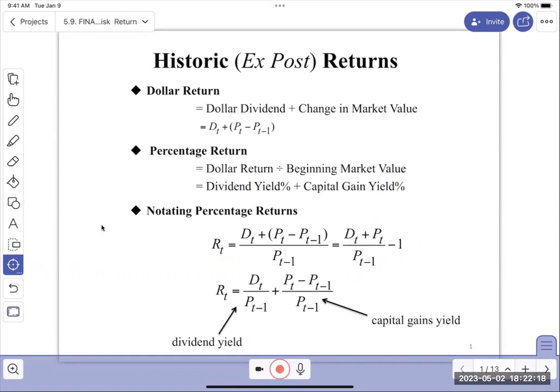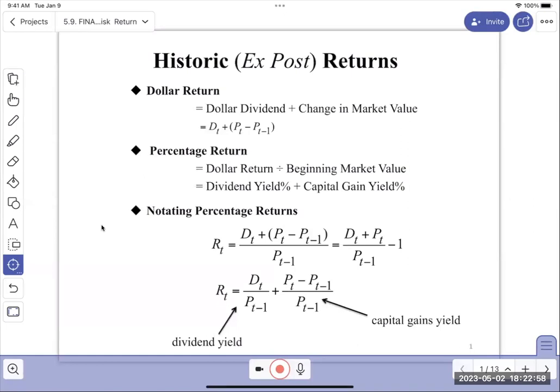We can also rewrite that in two parts. This is called the dividend yield, and this is called the capital gains yield. And that might be relevant to someone looking at returns, because in terms of taxation, capital gains can have a different percentage tax rate than dividends. So yeah, you have to pay taxes on that. And so that's a way to look at their percentage return over the period.